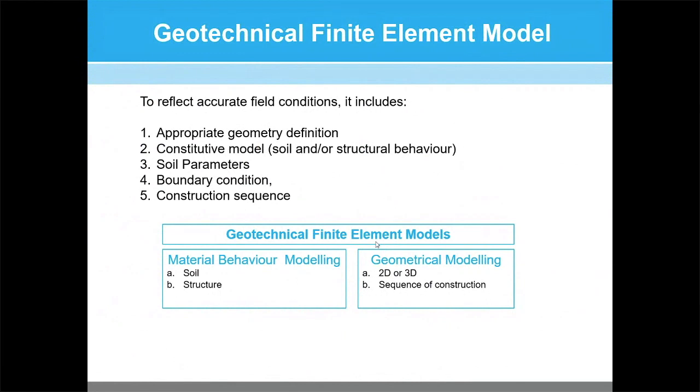Actually, geotechnical problems we can divide broadly into two categories: material-wise behavior and geometry. The material we are using in Plaxis is mostly soil, and sometimes maybe rock. Another important thing is that we are mostly handling underground structures, and any structure will interface with the soil. So that material behavior we need to model, and geometry-wise we need to categorize whether our problem is 2D or 3D, and we need to understand how we are making the construction sequence.